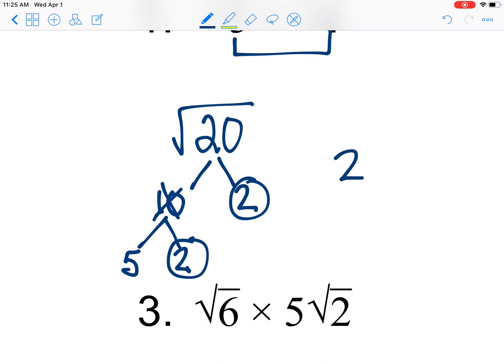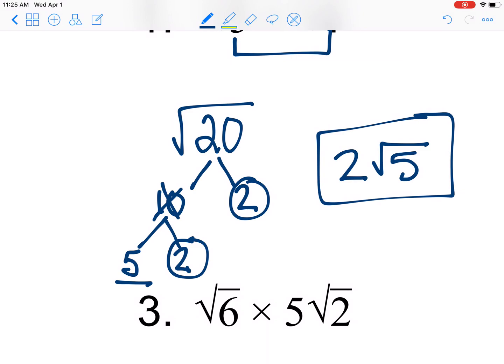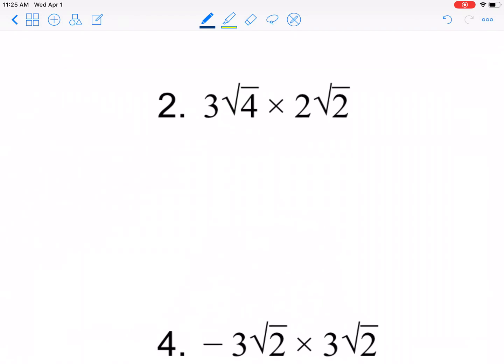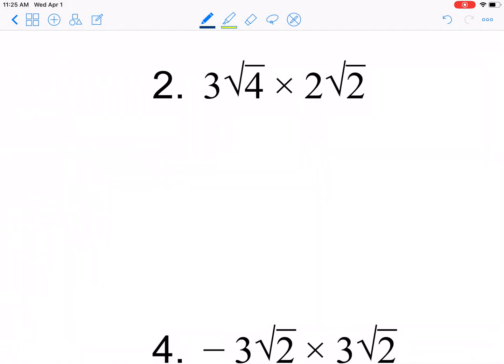So remember, whatever your pair is goes on the outside, and whatever's left alone stays on the inside. Sorry, that was written really poorly. There's our final answer, 2 root 5. Okay, I want you to pause the video here and try number 2 on your own. Okay, let's see how we did.